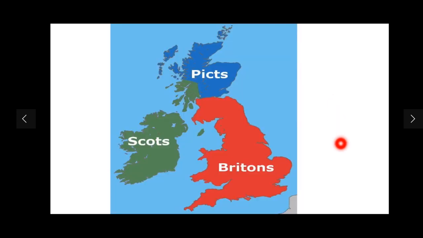This is the map where you can see that the Britons settled here, right, and the Picts settled in Ireland, and the Gaels settled in Scotland. So these were the tribes which invaded Britain in almost 500 BCE.